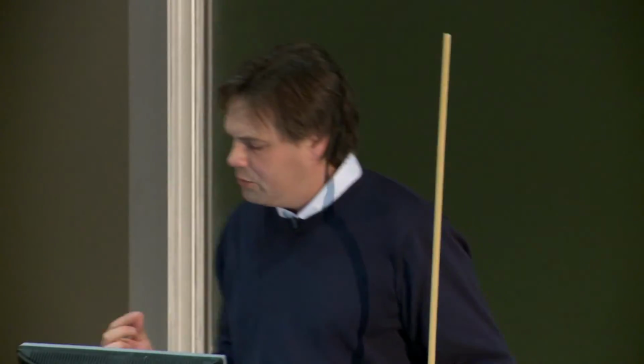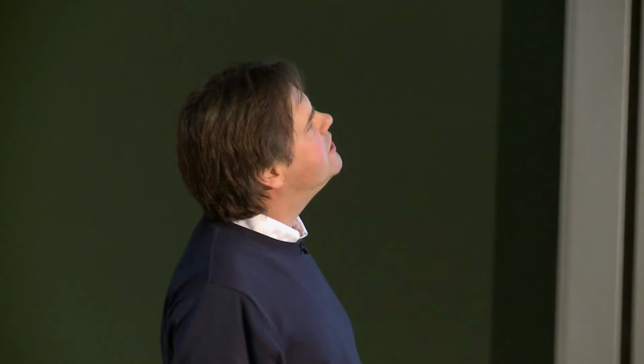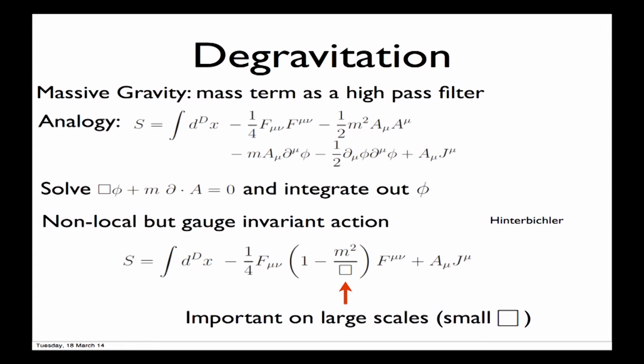But another very interesting way of looking at this is as an analogy to massive electromagnetism. Suppose you write down electromagnetism in this way with a mass term here, and you have a scalar field over here and a coupling here. And then you do the following thing. You solve for the scalar field. Okay?